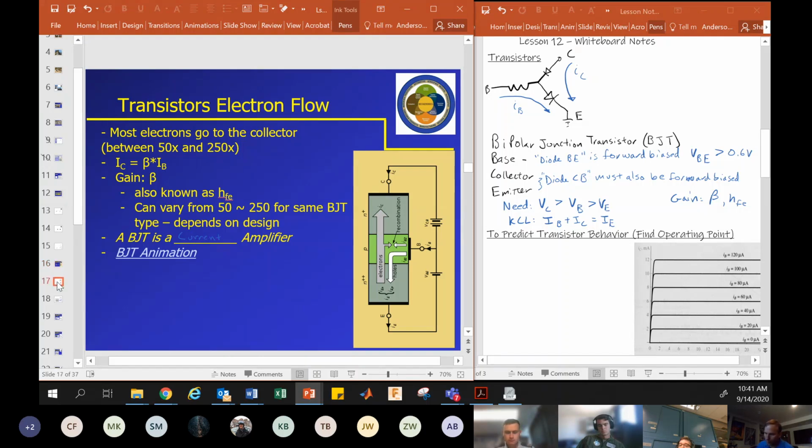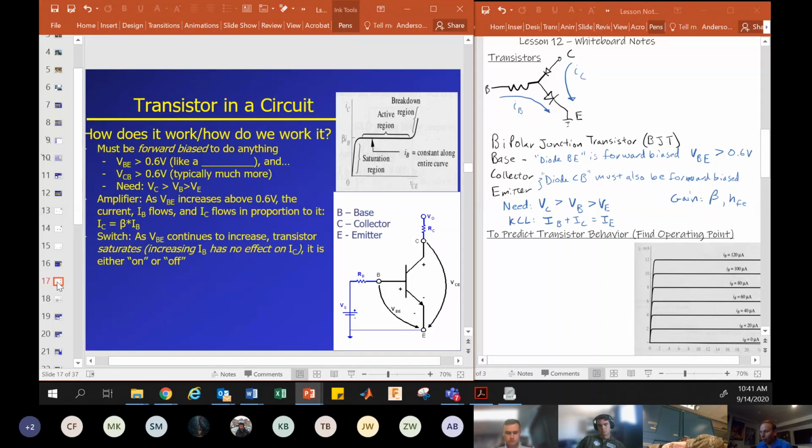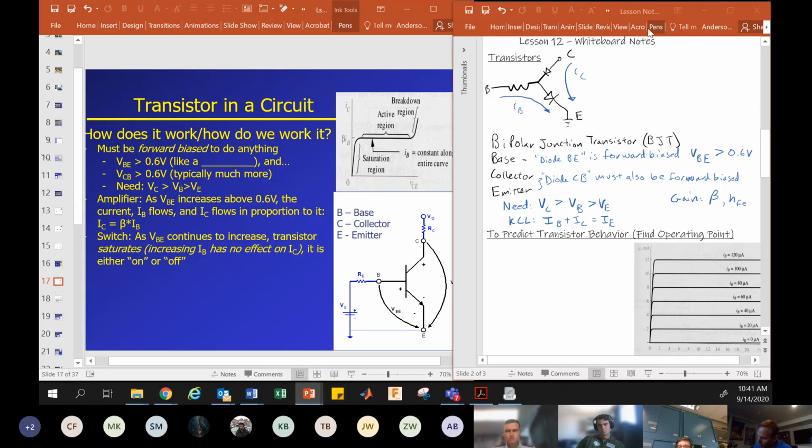Okay, let's move along. What we just went over was kind of the physics, but being engineers, we want to be able to use these things. So how do we use them? How do we make them work for our purposes? I mentioned this already a few different times, but we need to forward bias the transistor in order for it to work correctly. Let's add to our notes here.